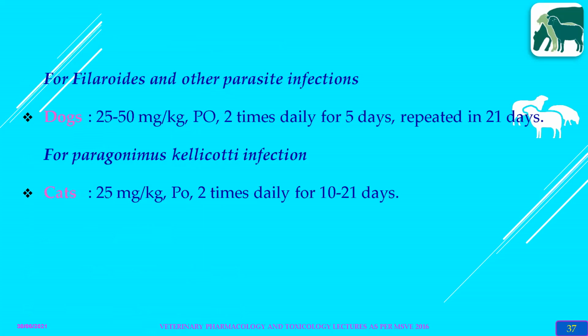Then for filariasis and other parasitic infections, the dose is 25 to 50 milligram per kg. It is usually administered, 99% of the time, as an oral preparation.